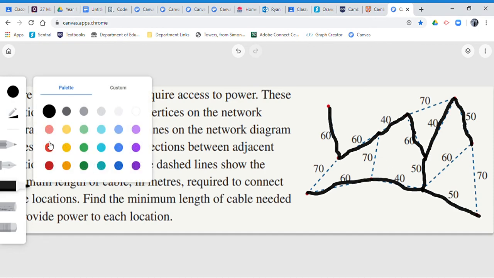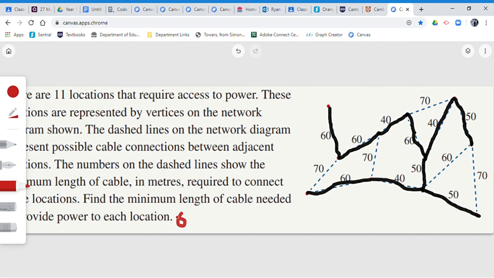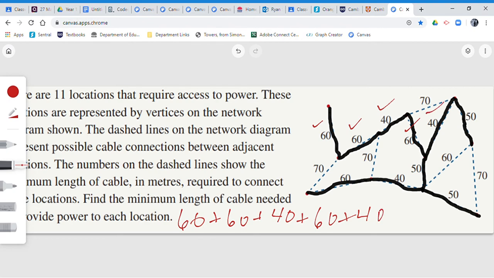I'm going to switch my pen so we can keep organized. Now you have to add it all up. So that's 60 plus 60 plus 40 plus 60 plus 40 plus 50 plus 50 plus, I'm going to run out of room here because I can't write below that line. 60 plus 40 is 100, so I'll do those two together. That's 100. And then I'll do plus 50.